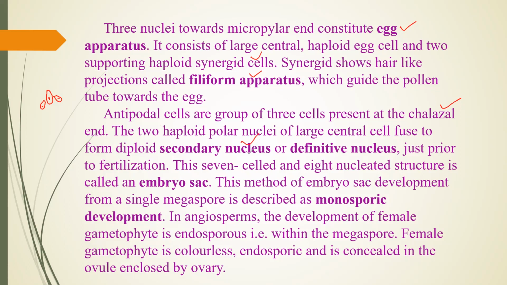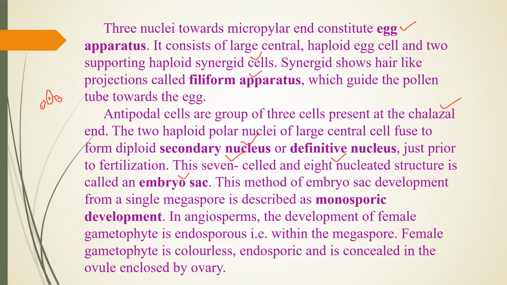Whatever cells have migrated to the center, these are going to be the 2 haploid polar nuclei of the large central cell, fused to form the diploid secondary nucleus, की ज्याला आपण definitive nucleus असं म्हणतो, just prior to fertilization. So what we are going to observe in the cell is a 7-celled and 8-nucleated structure present in the embryo sac. Out of these, 6 are haploid and 1 is diploid. त्यामुळे आपण म्हणतो की 7 cell and 8 nucleated structure.